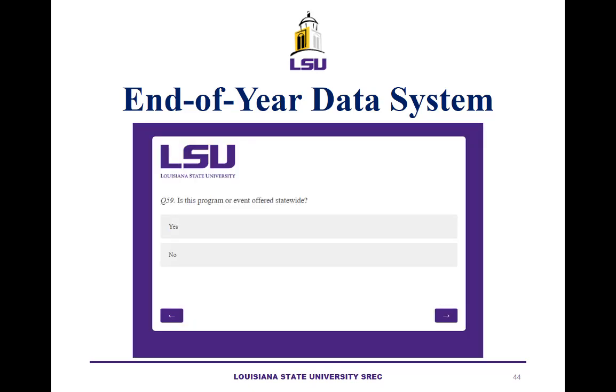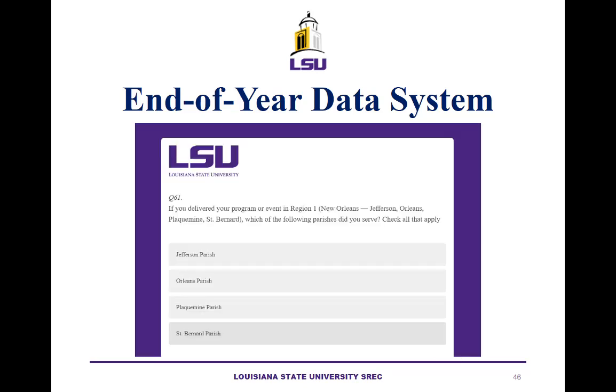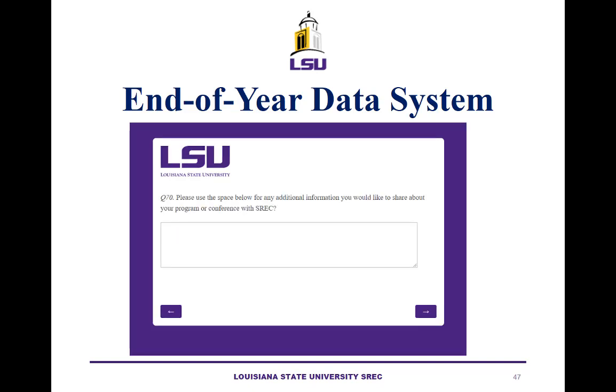Next, you'll be asked if your program or event is offered statewide. If yes, the survey will move to the next subject area or area of questions. If you selected no, select the regions of the state your grant serves. For each region, you will be asked to select the parishes that are served. Check all that apply. Please use this additional space to share any additional information about your grant that you would like SHREC to know.